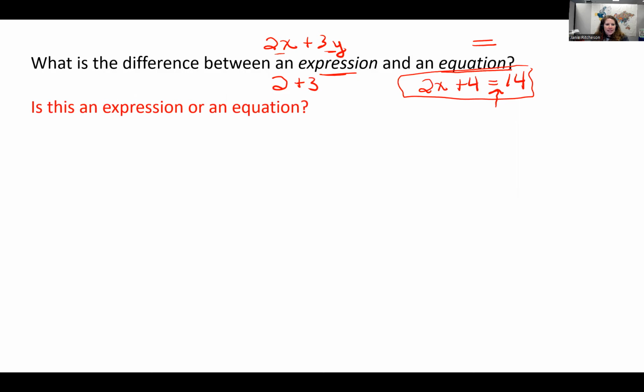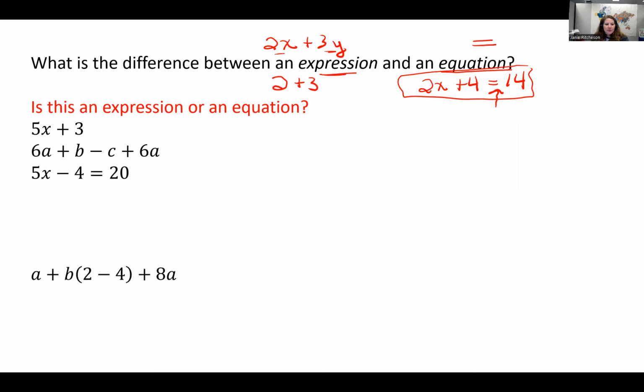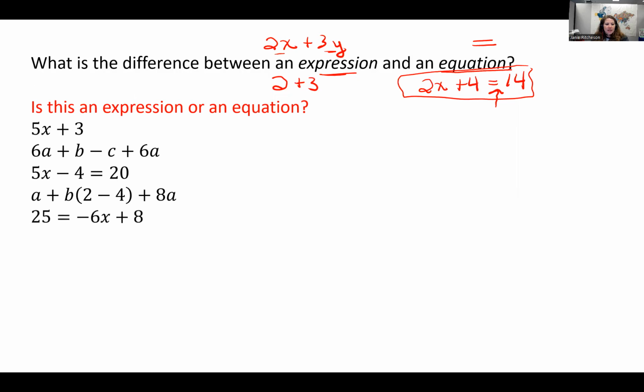All right, so are these expressions or equations? What about the first one? That's an expression. There's no equal sign. The second one, an expression. The third one, I see an equal sign, so that one is an equation. The next one is an expression. The next one, 25 equals, so that's an equation. And now we have this long expression.